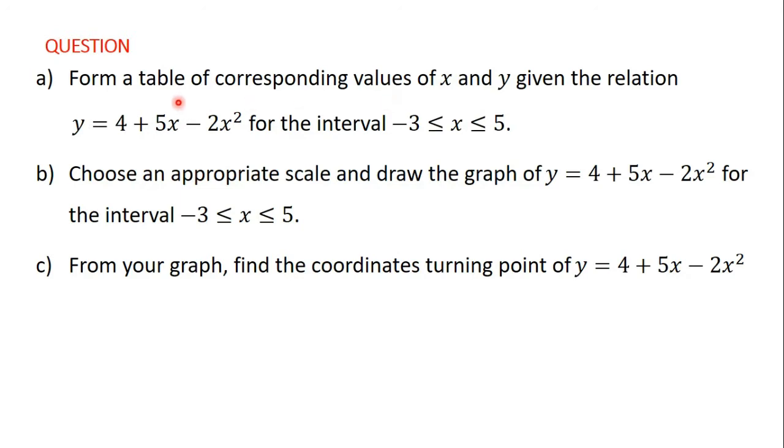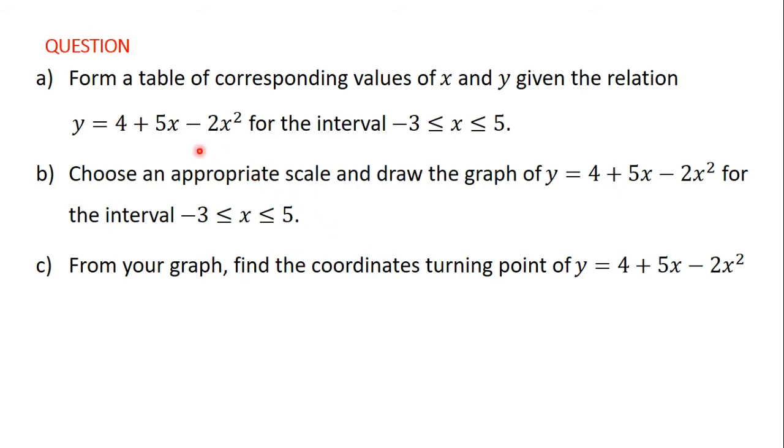We are being asked to form a table of corresponding values of x and y for the relation y is equal to 4 plus 5x minus 2x squared over this interval. After that, we will use the values in that table to draw the graph of the relation. The last part says that we should use the graph to find the coordinates of the turning point of the relation y is equal to 4 plus 5x minus 2x squared.